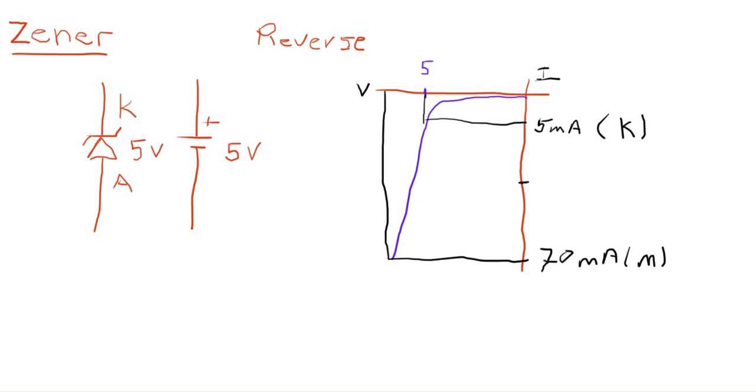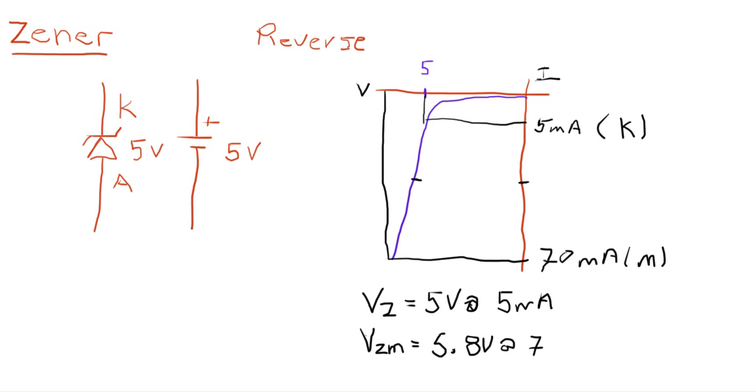Normally not given any notation, it's just given as a current and a voltage. So when you get specs for a diode, in this case, they might say that the voltage of this zener is equal to 5 volts at, believe it or not, that's an at symbol, at 5 milliamps. And of course, looking at the graph, then you could say voltage of this zener at max might be 5.8 volts at 70 milliamps.